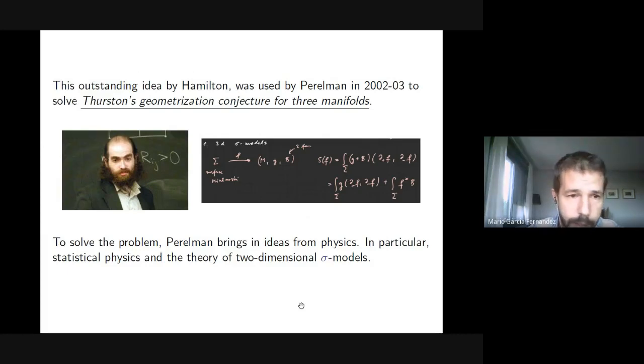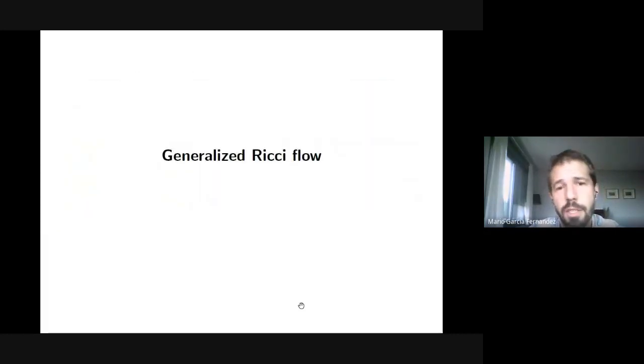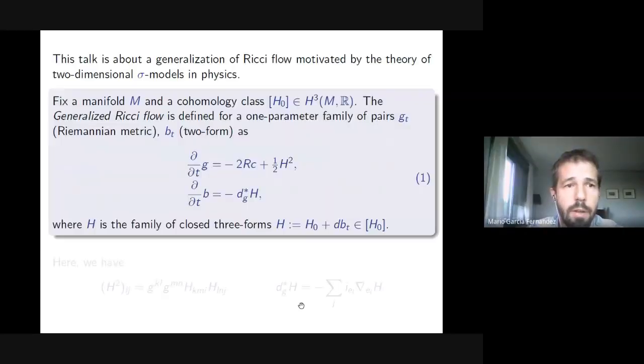So this introduction aside, our talk is about the generalization of Ricci flow, which is motivated by the theory of 2-dimensional sigma models in physics. These are the equations that I'm going to consider. You fix a manifold, which I'm going to assume typically is compact, and a cohomology class on this manifold in degree 3.